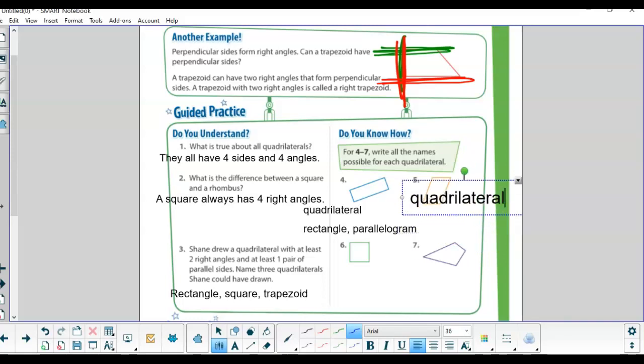What else could we call number 5? Did anyone else come up with something else? Yeah, a parallelogram. What makes a parallelogram is that it has two pairs of parallel sides.